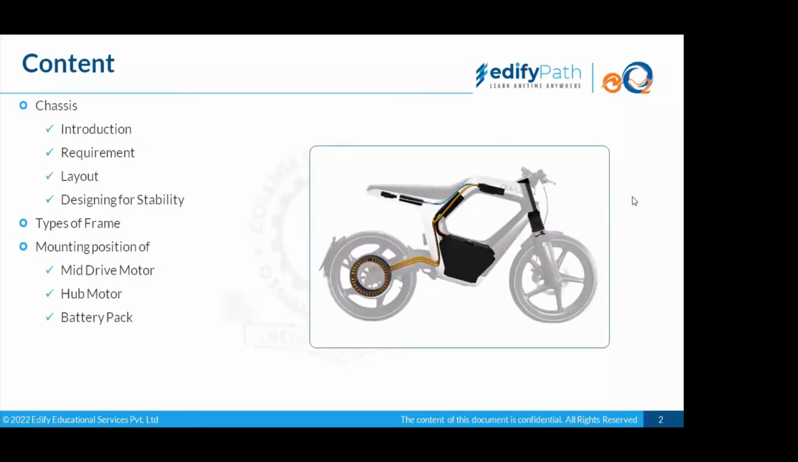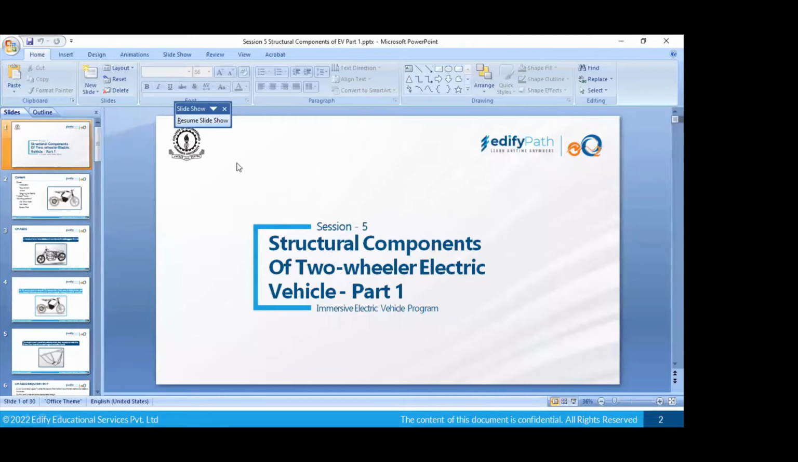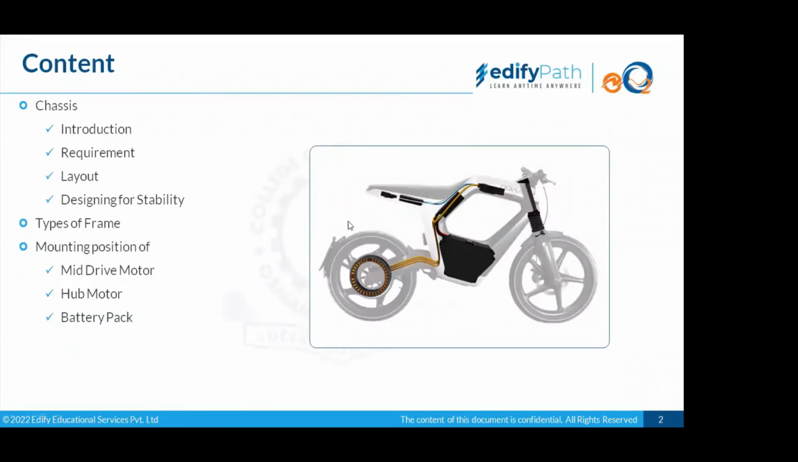Frame or chassis? Sorry, so chassis or frame. Everything would depend upon the chassis or the frame: what component you have to place where, and how robust you have to make your bike.